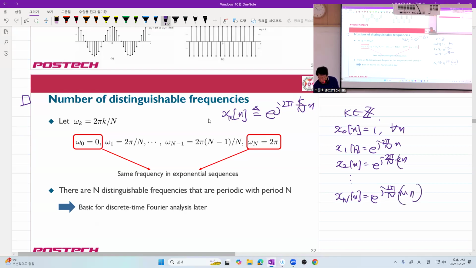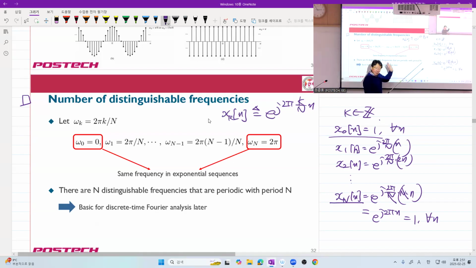See that? This n and n cancels. And you have what? e to the j 2 pi n, which is 1 for all n. So apparently this one with k equals 0, and this one with k equals capital N looks different, but they are the same. So let me briefly summarize this part.